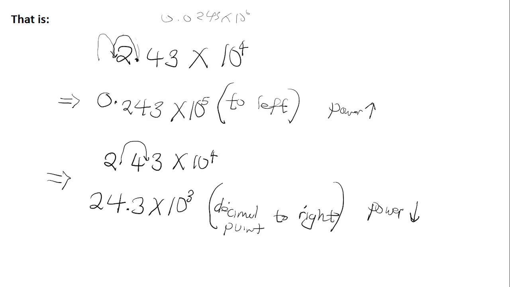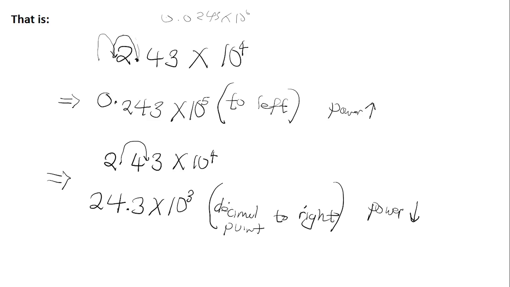So we have an example now. You've been asked to add these two numbers: 7.41 times 10 to the power 2 plus 3.26 times 10 to the power 3.